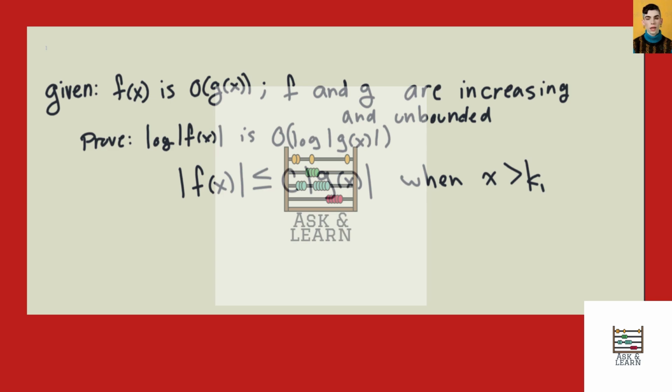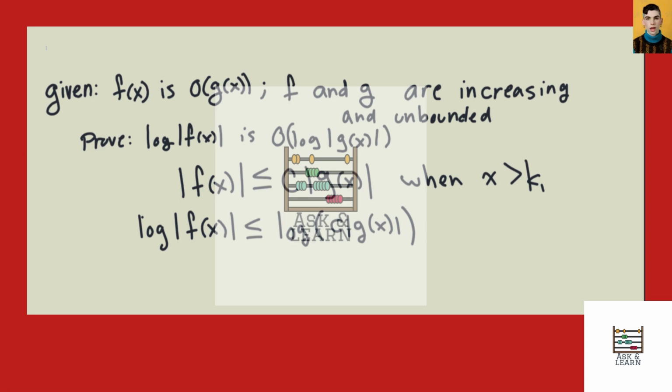All right, so let's just take the log of each side. And so we'll get that the log of the absolute value of f is going to be less than or equal to the log of c times the absolute value of g when x is larger than k1.